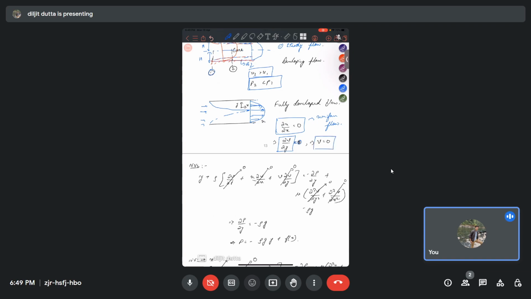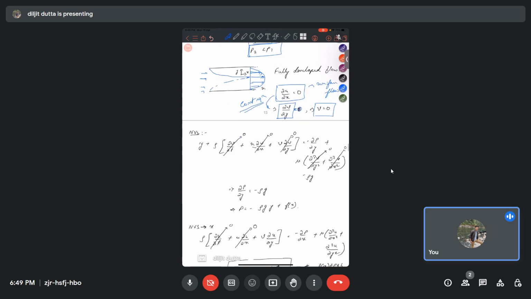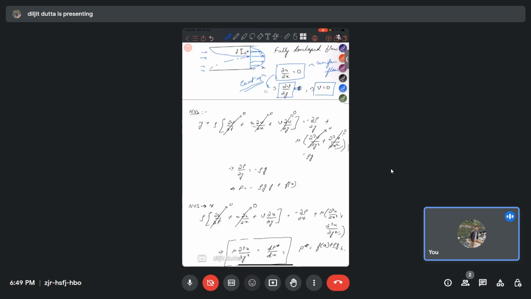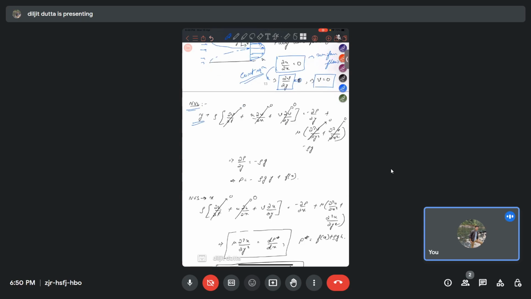And how will this come? This will come from the continuity equation. So we get del v by del y equals to minus del u by del x equal to 0. So we will substitute these terms in the Navier-Stokes equation. So first we will write the Navier-Stokes in the y direction. So we will cancel the terms that are 0.